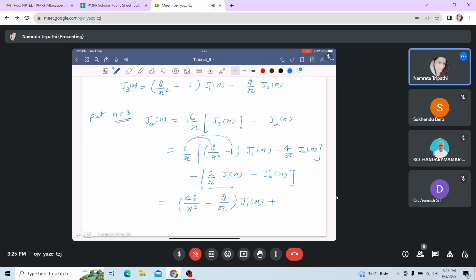After multiplying these things and taking this, you will get 1 minus 24 by x square Z naught. So this is Z4 of x. Similarly, you can find Z5, Z6, any of these. Is there any doubt? No, ma'am. Okay.